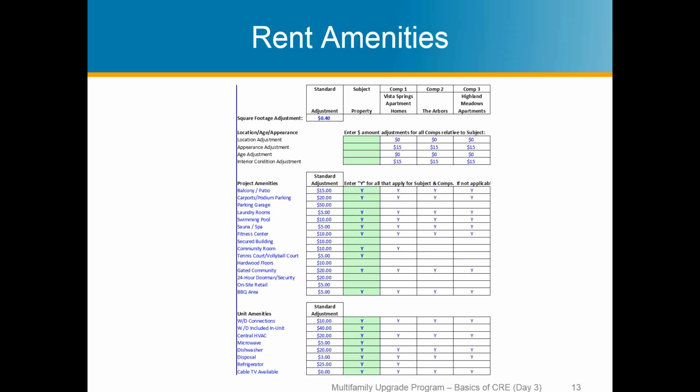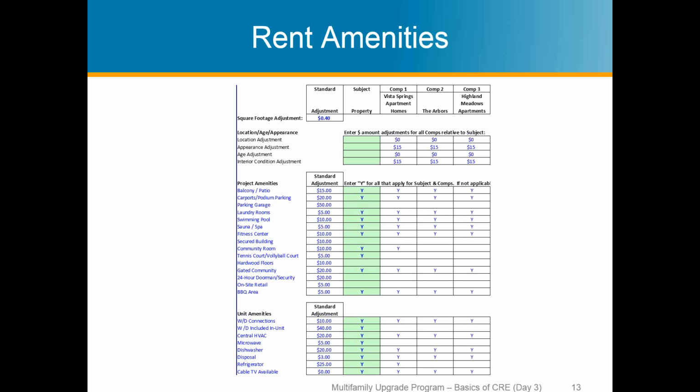And in your analysis, what you want to do is make adjustments. And there's a dollar value associated with this oftentimes, right? In this particular example, if your property has a balcony, but the comparative property doesn't have a balcony, you can adjust your rent up by $15. If you have an enclosed parking garage, and the comparative property does not, you can increase your rent by $50. But if the comparative property has washer and dryers included in unit and the subject property does not, you need to decrease the adjustment by $40.